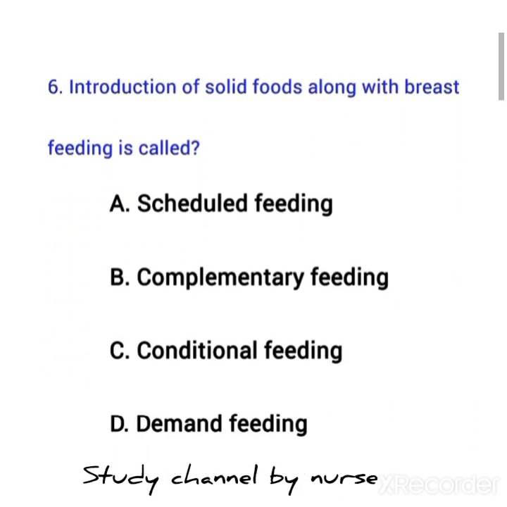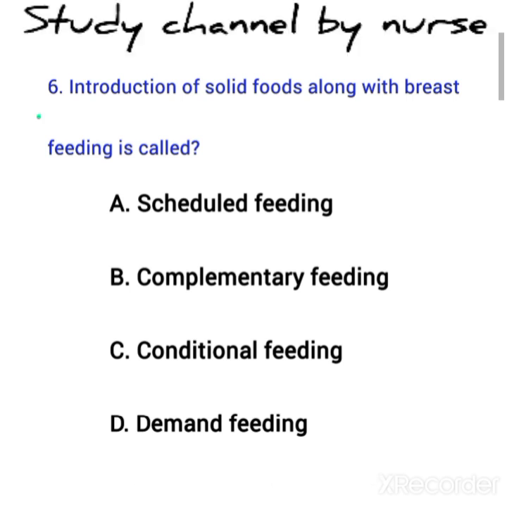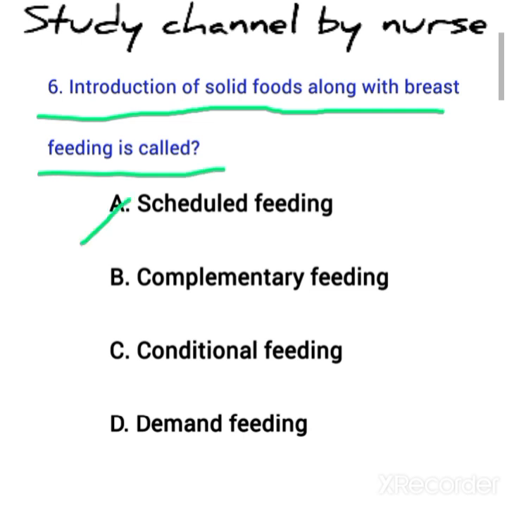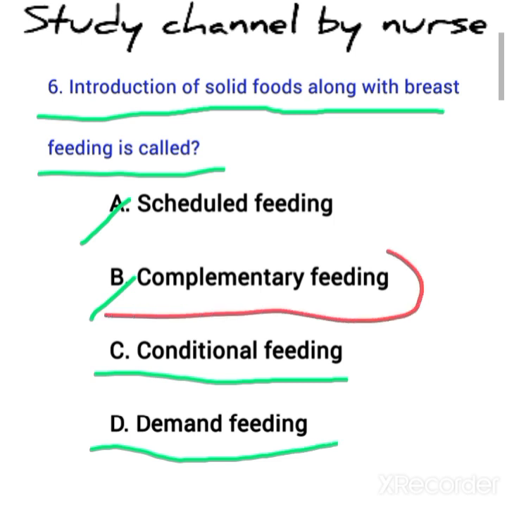Next question number 6. Introduction of solid foods along with breastfeeding is called option A schedule feeding, option B complementary feeding, option C conditional feeding, option D demand feeding, and the correct answer is option B complementary feeding.